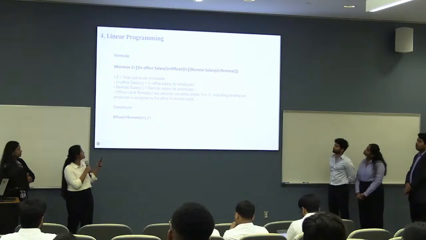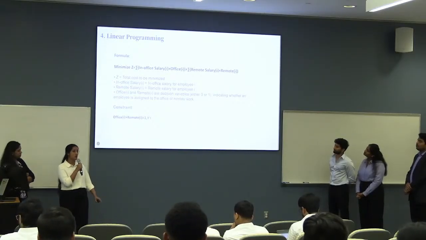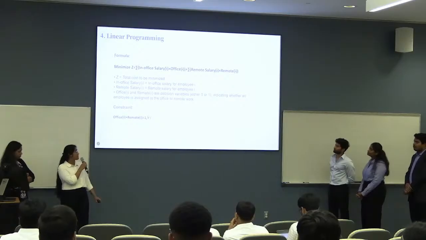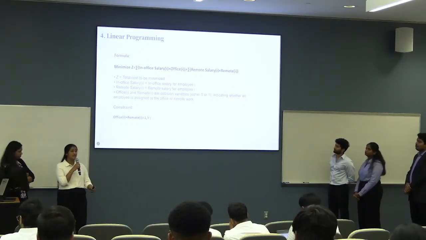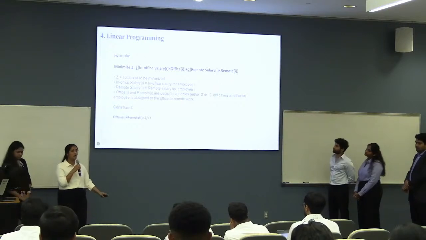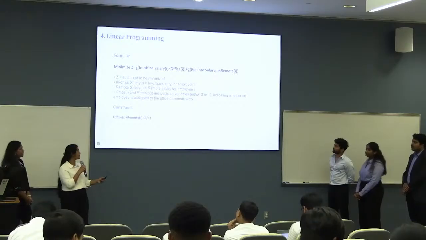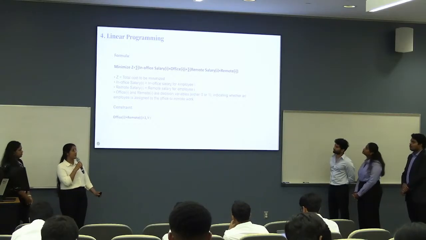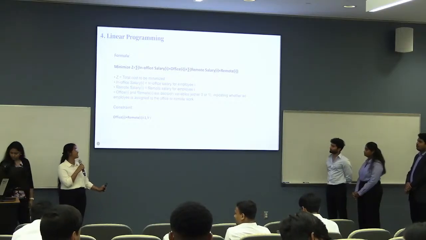So here we can see the formula on the screen, where Z represents the total cost that we need to minimize. Also here we have two decision variables. One is office of i and the other is remote of i. These two represent that the employee can either work in office or remote, but not both. So now let's go into the demo and see how all these models came together and how we have developed the tool.